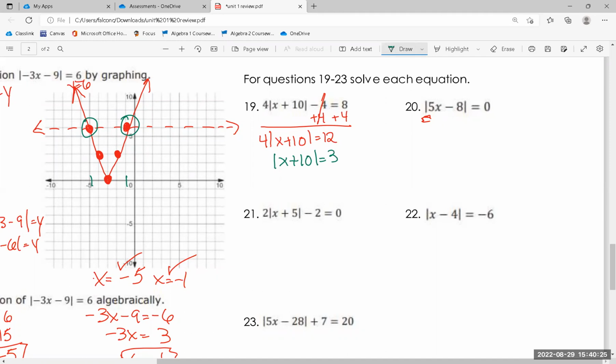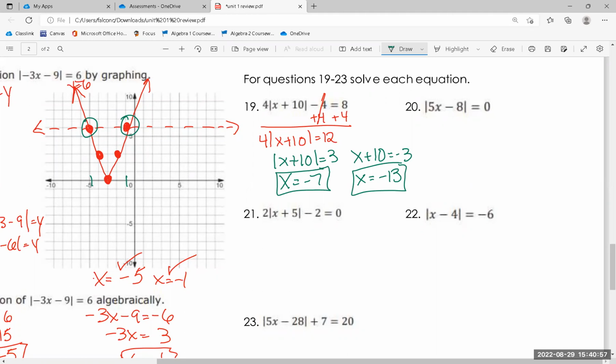All right, so we have to do both cases, the positive case and the negative case. So we have x plus 10 equals 3, and then we also need to take into account that x plus 10 could be equal to -3. For the first one, subtract 10 on both sides, x equals -7. Subtract 10 on both sides for the next one, it would be -13. So we get -7 and -13.